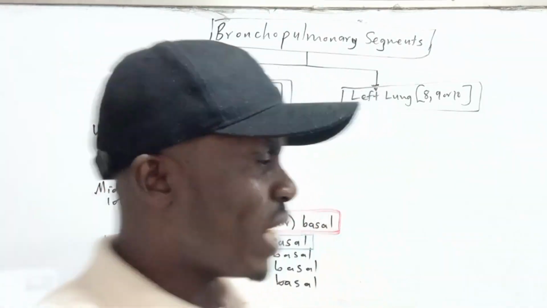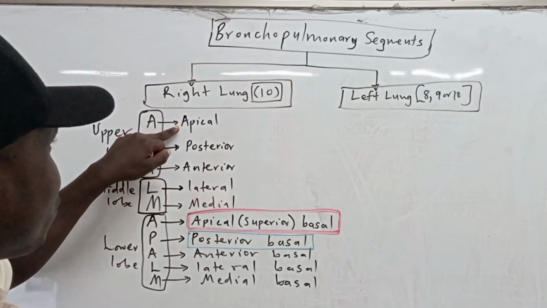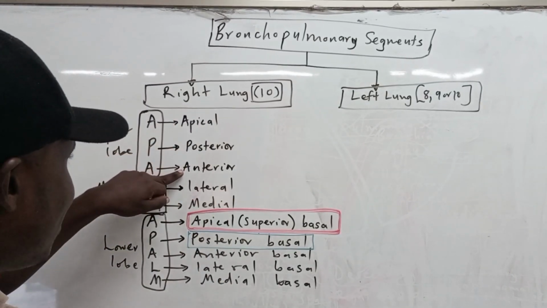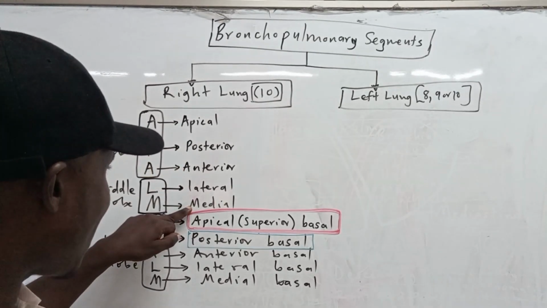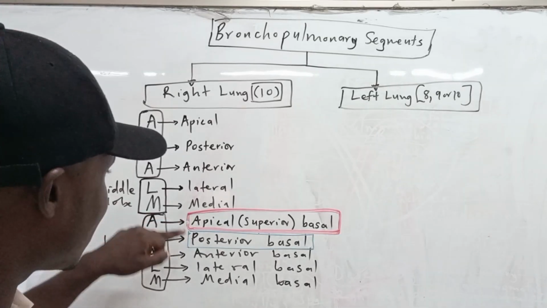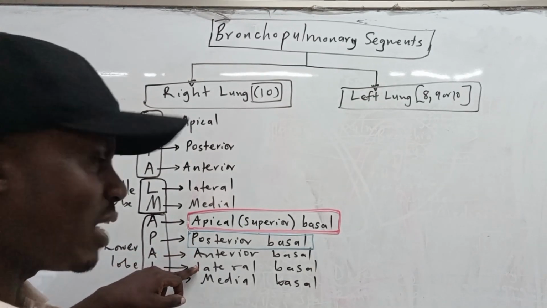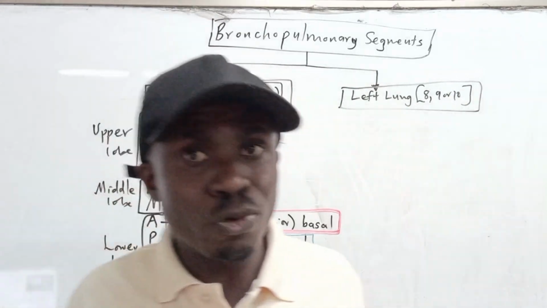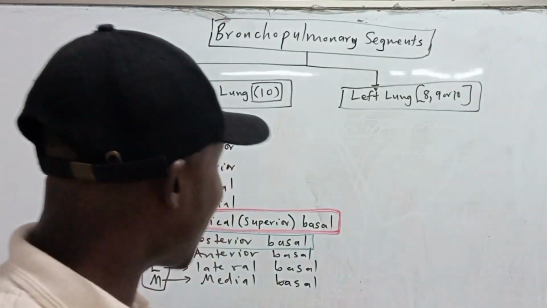Yes. So now, I told you that you have 10 bronchopulmonary segments. Can we count them? Yes. For the right, we have 1 apical, posterior 2, anterior 3, lateral 4, medial 5, apical or superior basal 6, posterior basal 7, anterior basal 8, lateral basal 9, and then of course medial basal 10. So I've been able to justify why we have 10 bronchopulmonary segments for the right lung.